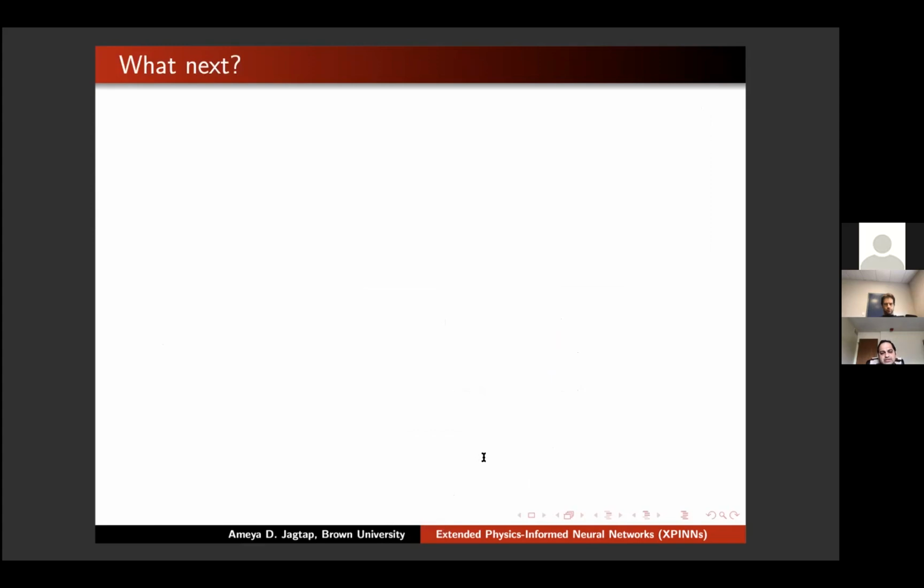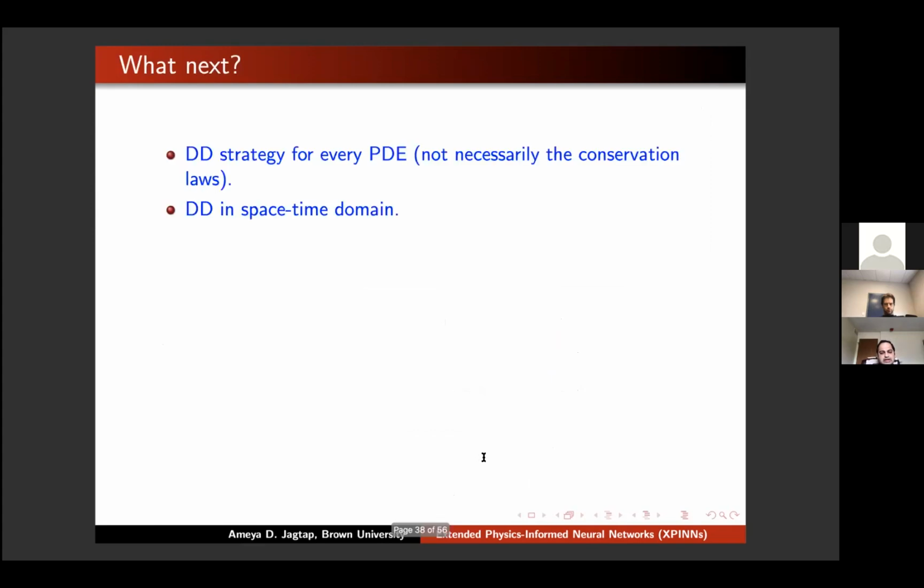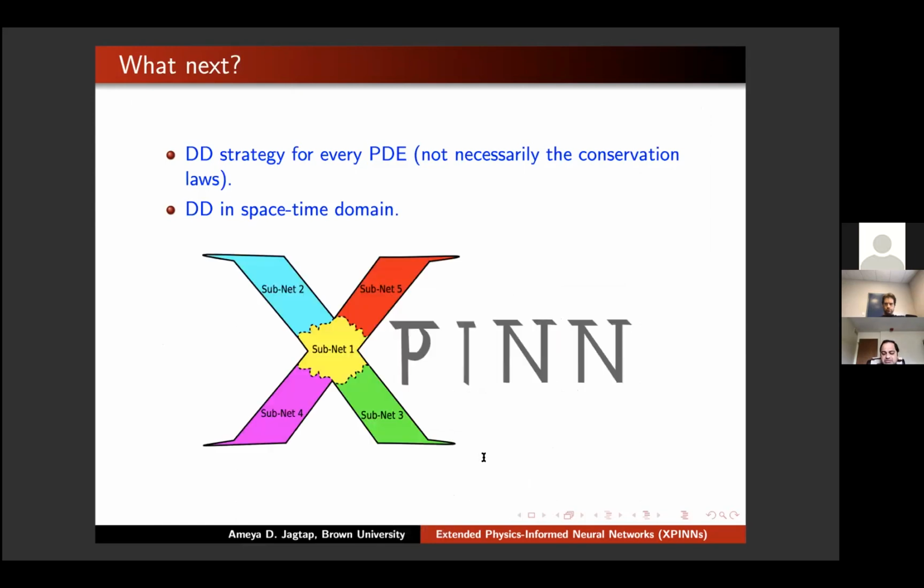So what next? It would be interesting if we can apply this domain decomposition strategy for every PDE, and not necessarily only for conservation laws, as we have seen in the case of CPINNs. Then it would also be interesting, as well as efficient, if we can apply domain decomposition in space as well as in time. So here the answer is XPINN.